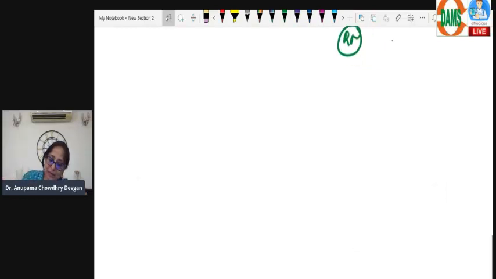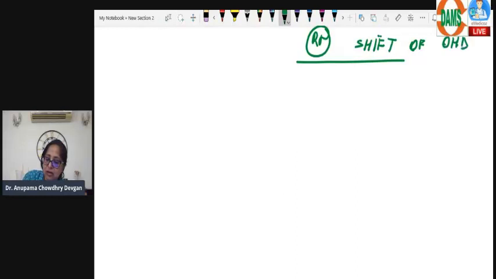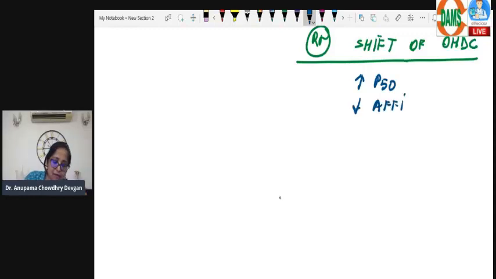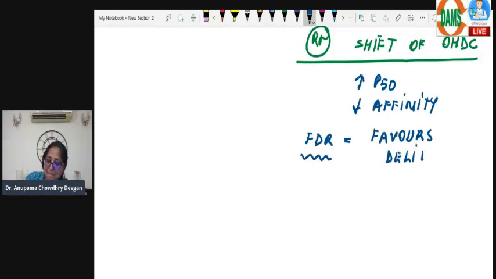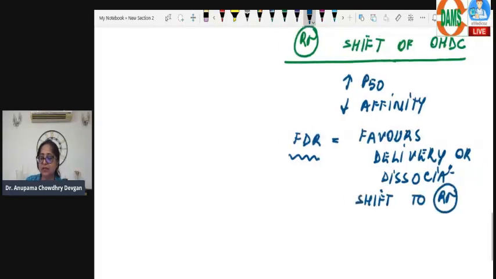What happens in right shift of the oxygen hemoglobin dissociation curve? There is an increase in P50 or a decrease in affinity. And I remember this as FDR. What is FDR? Favors delivery or dissociation. Shift to right favors delivery or dissociation.